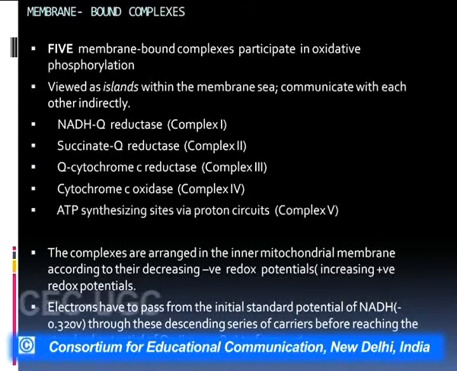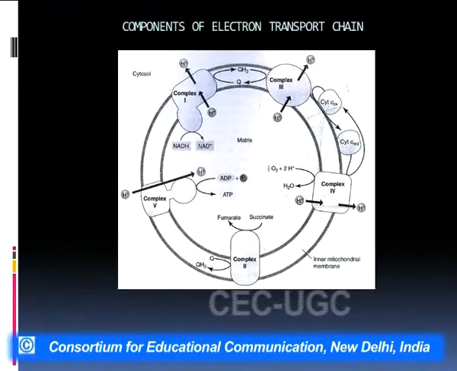We will spend some time on it after the discussion. And ATP synthesizing sites, where ultimately ATP is going to be formed via certain proton circuits or proton gradients, constitutes the complex 5. What we have to appreciate is that the electrons are going to move from a negative redox potential towards a less negative redox potential, which means the standard potential goes from minus 0.3 to plus 0.8 to form water. This is the ultimate journey.